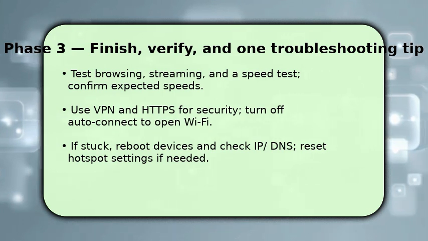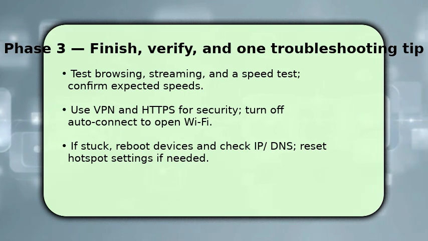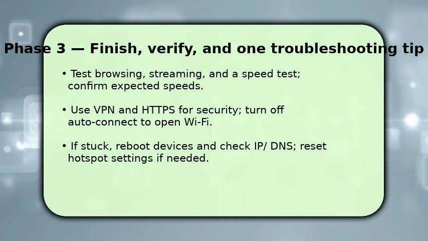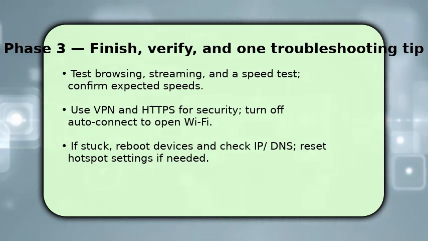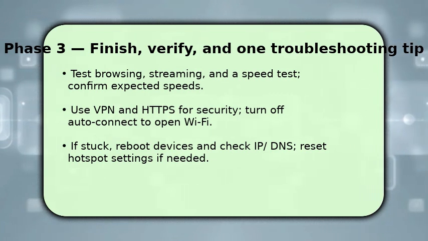If something goes wrong, reboot the hotspot, phone, and laptop in that order. This clears routing and DNS cache. If issues persist, reset the hotspot profile or forget the SSID and re-authenticate. That one tip fixes most captive portal or IP assignment failures.